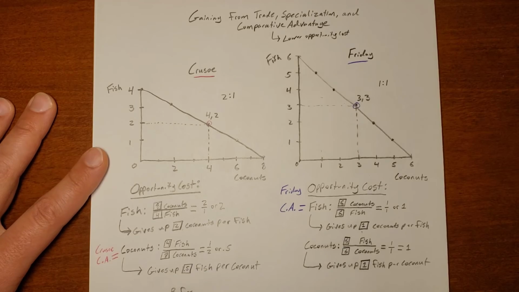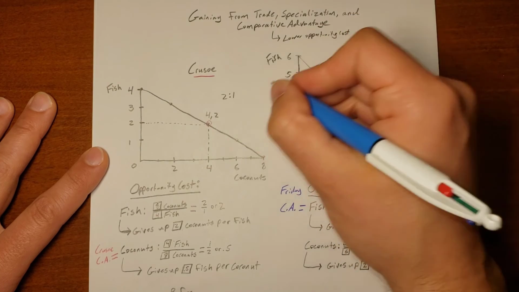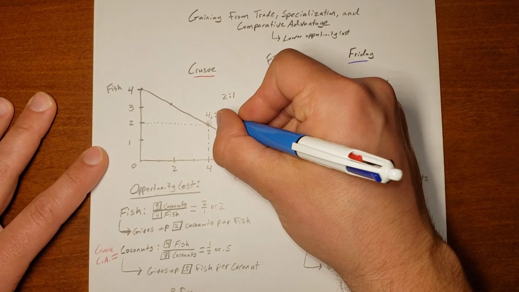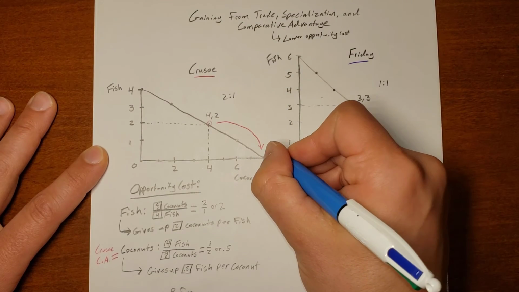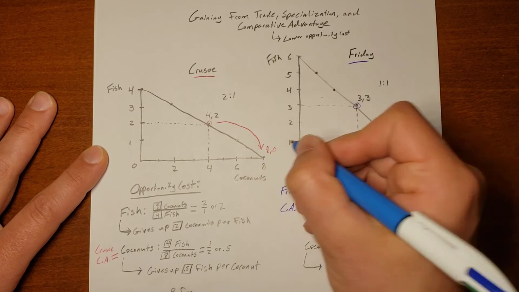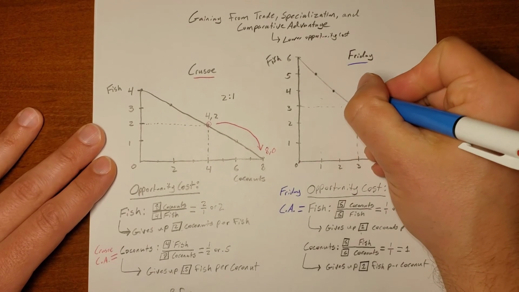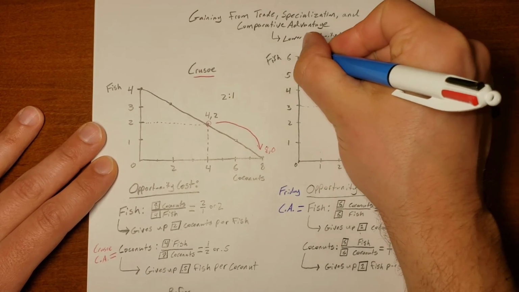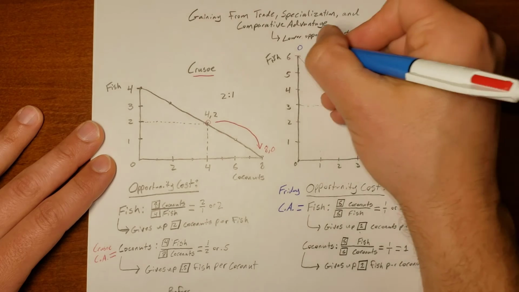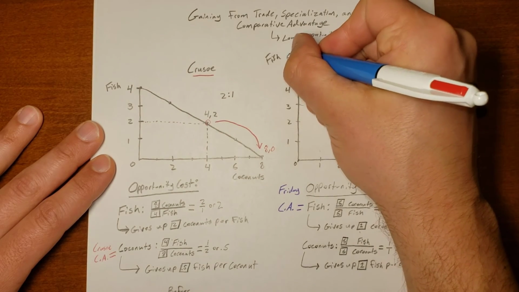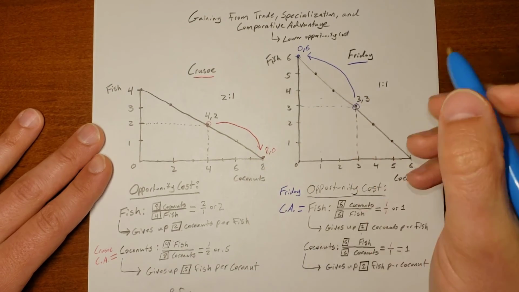So utilizing the theory of comparative advantage, we would want Caruso perhaps, and it depends on our goals exactly, to produce coconuts. So say 8 coconuts and 0 fish. And we would want Friday to produce what his comparative advantage is in, which is the production of fish. So let's suppose that Friday is now producing 0 coconuts and 6 fish. So he's producing over here, where Caruso is now producing over here.